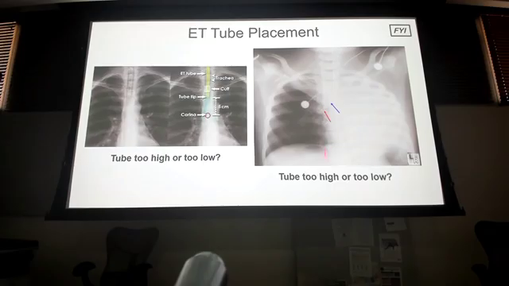And then right here, is this a late finding or early finding? That they are right main stem.